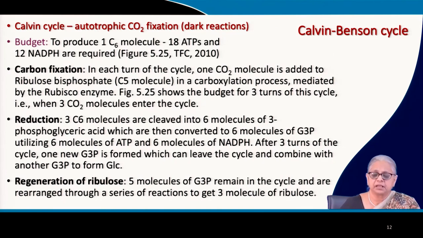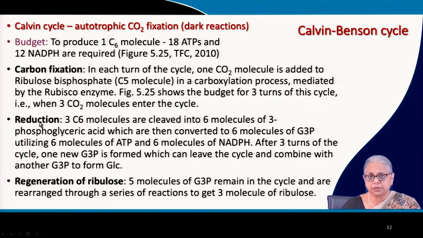Now the figure in the textbook shows the budget for three turns of this cycle. In one cycle you don't get much, so in three turns of the cycle you will get G3P, which is glyceraldehyde 3-phosphate, and it takes another, so two of these, so six turns of the cycle will give you one glucose molecule. In the figure in the text, you have three carbon dioxide molecules that enter the cycle one at a time by being added to ribulose bisphosphate.